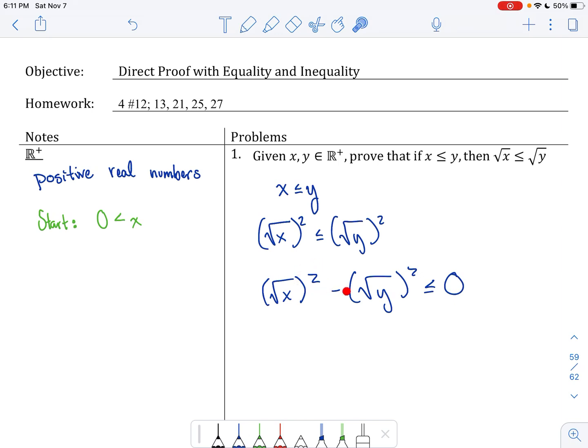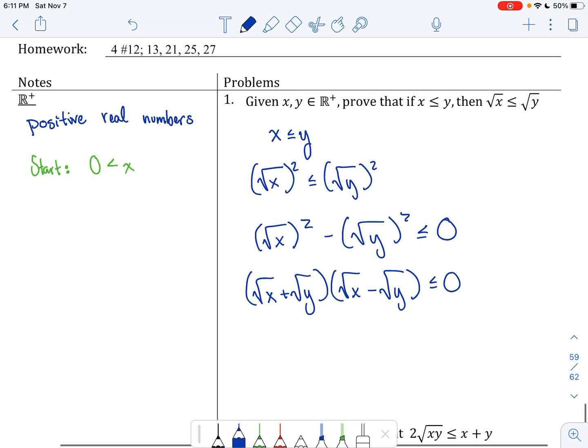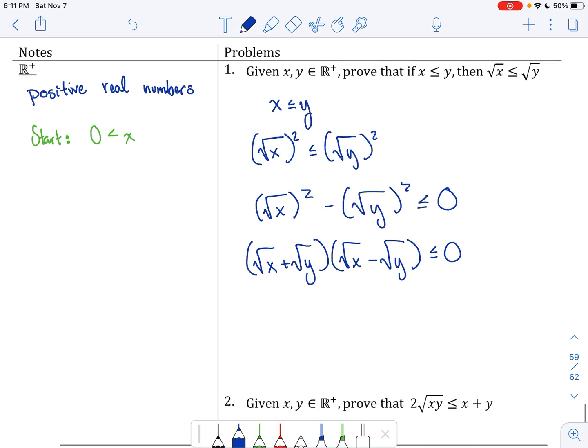Now you'll notice that we have squares and a difference. Creating a difference of squares is a really effective technique for a lot of problems because then we end up with a factorable polynomial, or in this case radical. So root x plus root y times root x minus root y is less than or equal to 0. So this is just our factoring from our algebra classes before.